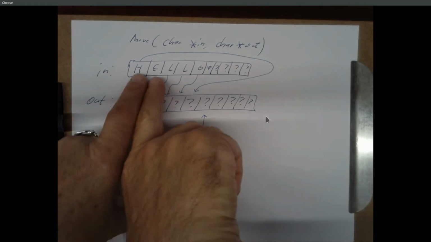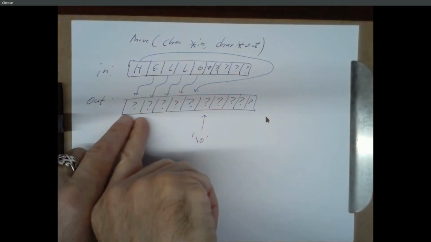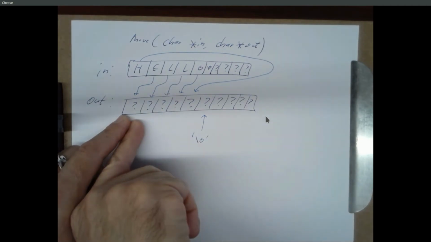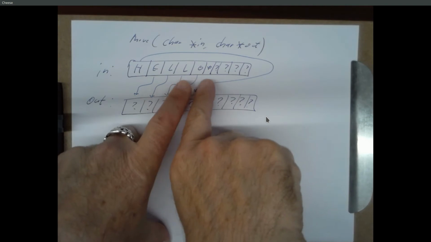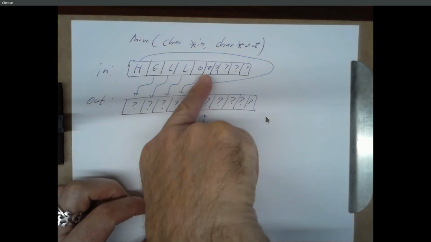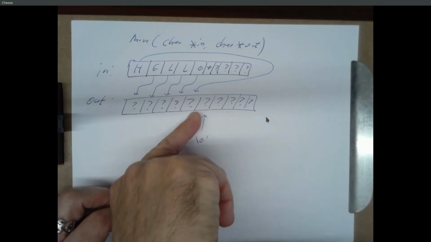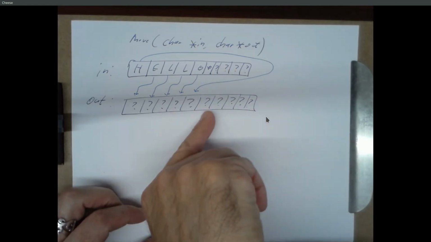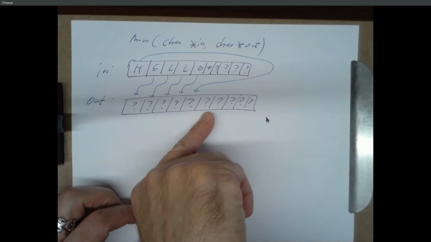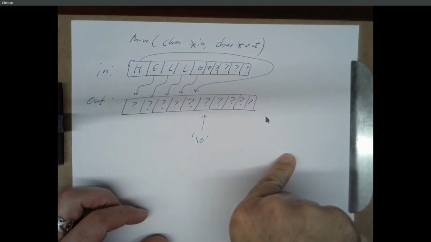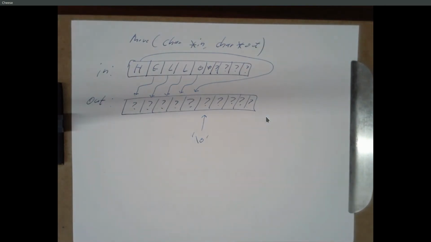Right? Copy every character starting with the second character into starting with the first character. So copy character I into I minus 1, up through and including the last character. Then copy the first character into where that last character was in the original string, and then copy the null terminator into the right spot. But make sure you copy the null terminator.